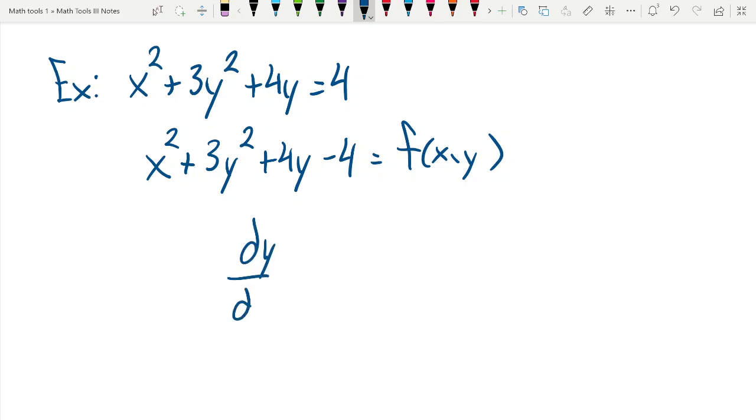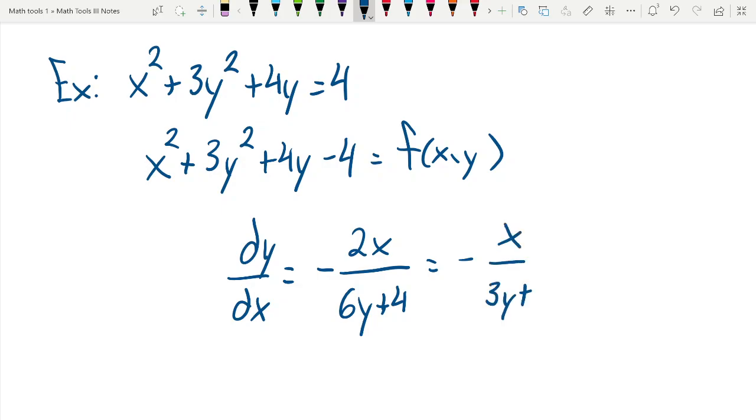Then dy dx will be equal to the negative partial f with respect to x, so 2x, and that's it, over the partial with respect to y, so 6y plus 4. We can cancel a 2 out of everything if we want to. So we get negative x over 3y plus 2. So the old way of implicit differentiation works just fine, but this is just an easier and quicker way to carry that out.